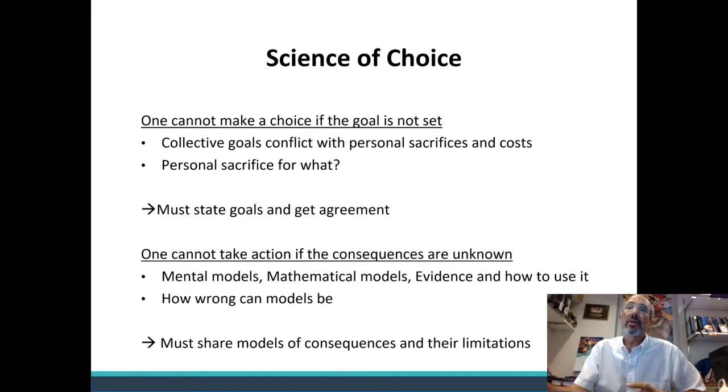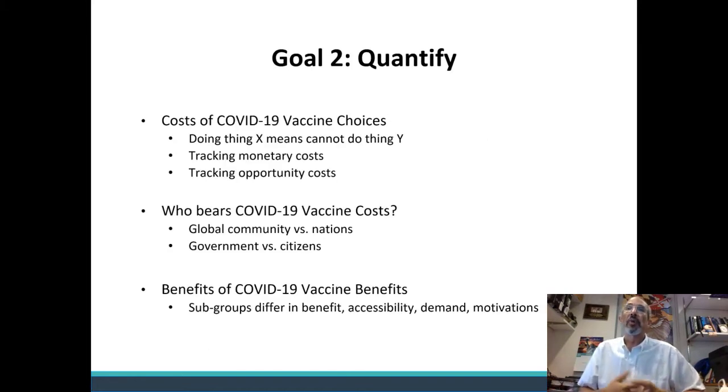Now, we said the second goal of the course is quantification. We want to measure things in numbers. And as economists, one of the numbers that matters most to us is the cost of doing things. And as I said, if you do thing X, you cannot do thing Y. I'm here giving this lecture, and I can't go water skiing at the same time. I don't know how to water ski. That's another problem. But we have to track the monetary costs, and we have to track those opportunity costs, the things we have to give up in order to get the world vaccinated.